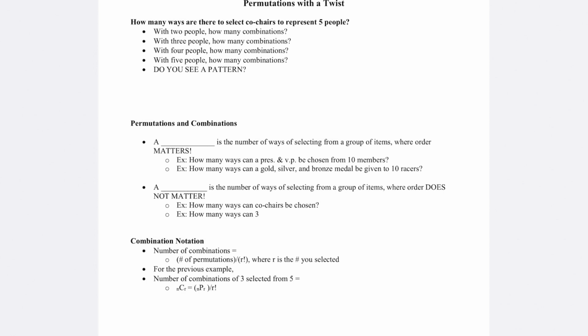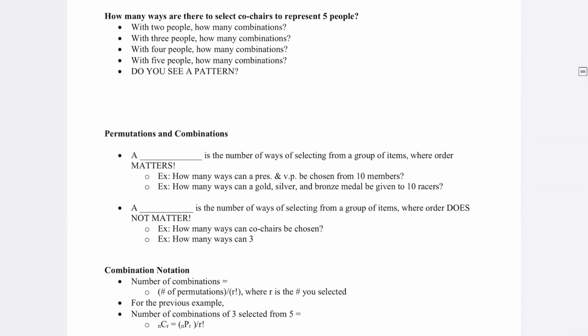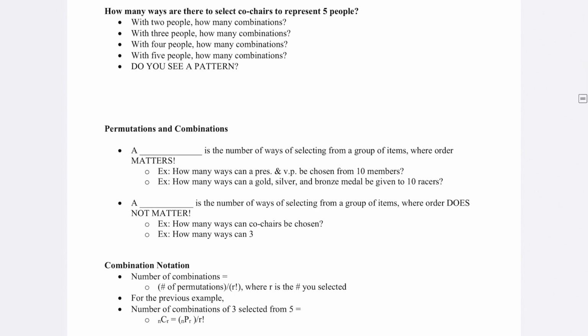How many ways are there to select co-chairs to represent 5 people? So let's think of these people as A, B, C, D, and E. Those are my 5 people, and they are co-chairs. So with 2 people, how many combinations? You might think through this, and I encourage you to try this out on your own, and I'll start this one out for you.